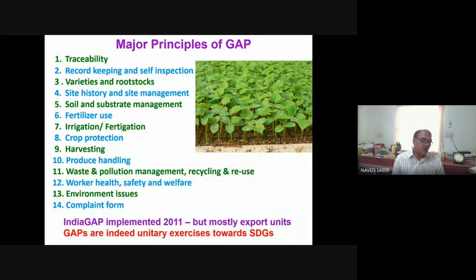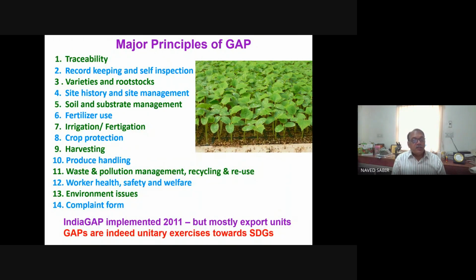If there was polythene use, whether the polythene disposal was right or not, whether the polythene was burnt or disposed in the right manner. So all said and done, the 14th principle will be the complaint form, so that if there is a complaint from the retailer or from the market or from the agreed party, then whether the complaint form was given, admitted, and recorded, and whether the complaints included in it were addressed.